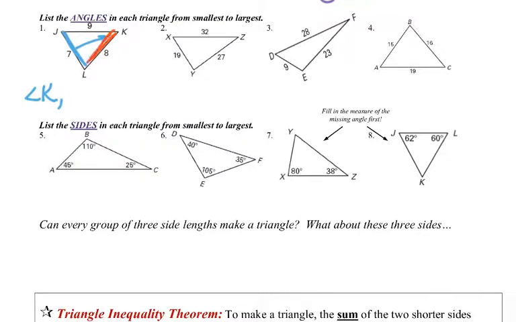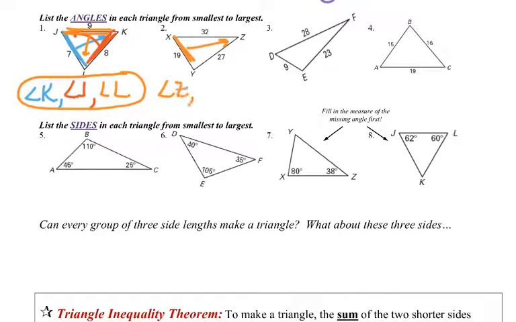What's the medium number? 8. That's across from angle J. What's the biggest number? 9. That's across from angle L. And you have to have the angle symbols. It's as simple as that. Smallest side across from smallest angle. Medium side across from medium angle. Biggest side across from the biggest angle.